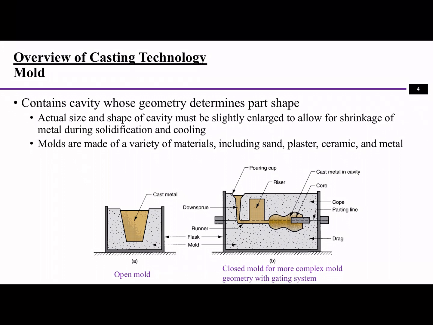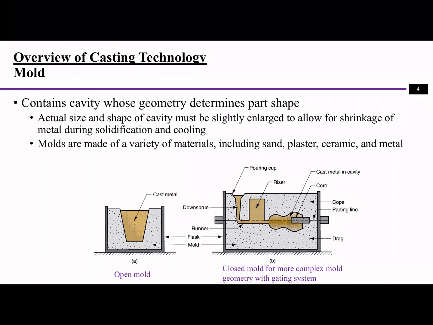For the mold, it can be made of many different materials, for example, sand, plaster, ceramic, and metal. You can see all these materials have high melting temperatures. Sand is mostly silica, so we know it's a really good material for factory equipment or for processes that deal with high operating temperatures.